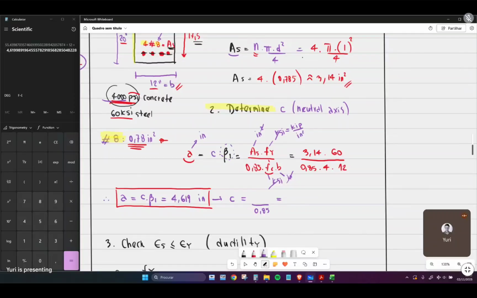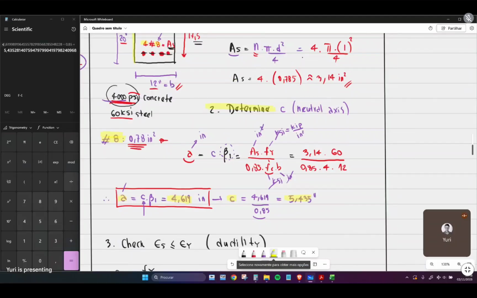619, sorry. Okay, so that's the position of the neutral line. Actually, this is the depth of the stress block. The position of the neutral line is bigger, so we divide this by 0.85. So the little c, let's divide this by 0.85. It's 5.435 inches.